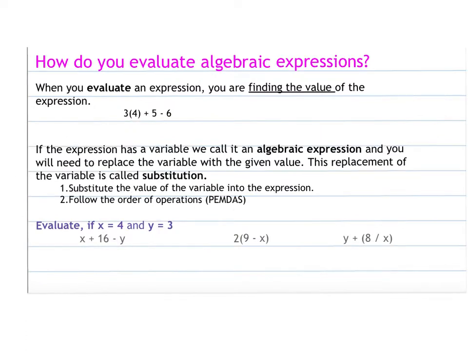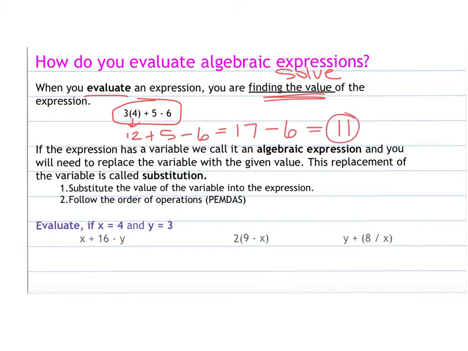All right, so how do we evaluate algebraic expressions? When we evaluate an expression, we are finding the value of the expression, which also means that we are solving it. This is an example of a numerical expression because it only has numbers and operations. And I solve it using PEMDAS. 3 times 4 is going to be first, so 12 plus 5 minus 6. Then I solve addition and subtraction left to right, so 12 plus 5 is 17, minus 6 would be 11.